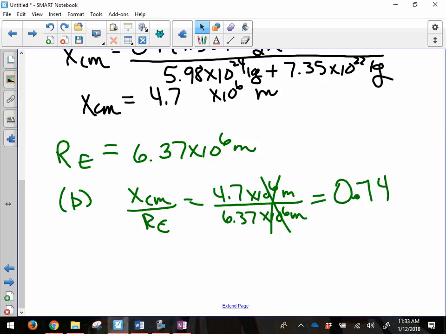Okay, we talked about how the center of mass of the solar system would be very close to the center of the sun because the sun is the most massive thing. And it is not only the most massive thing, it is the most massive thing by far.